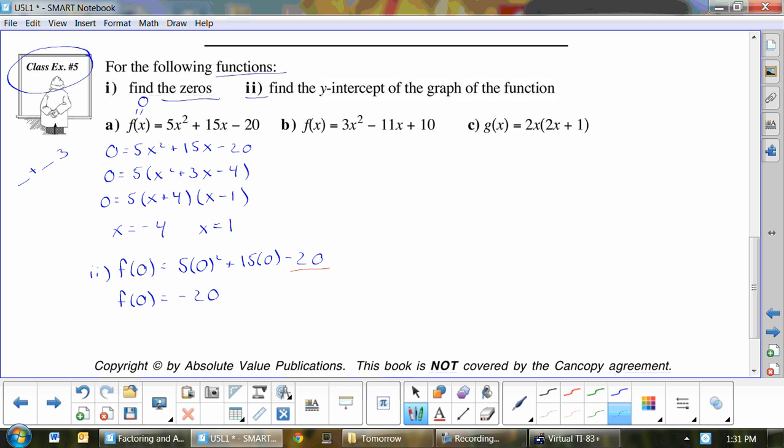So it's negative 20. Yeah, so the y-intercept is always the last thing in the equation if it's all FOILed or multiplied out. So for example, if you look at C here, the y-intercept isn't 1 because we have this here. If you were to multiply it out, it'd be like that. So your y-intercept would be 0. Okay?